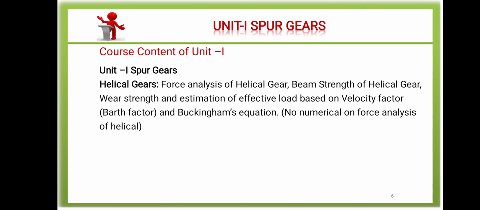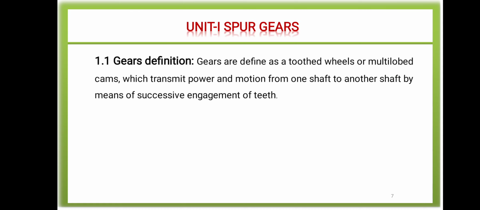Okay. So as far as the helical gears are concerned, again the same points are there which we discussed in the spur gear. So this is the basic definition of the gear. Okay, so gears are defined as toothed wheels or multi-lobed cams which can transmit the power or motion, or you can say the torque, from one shaft to another shaft by means of successive engagement of the teeth.